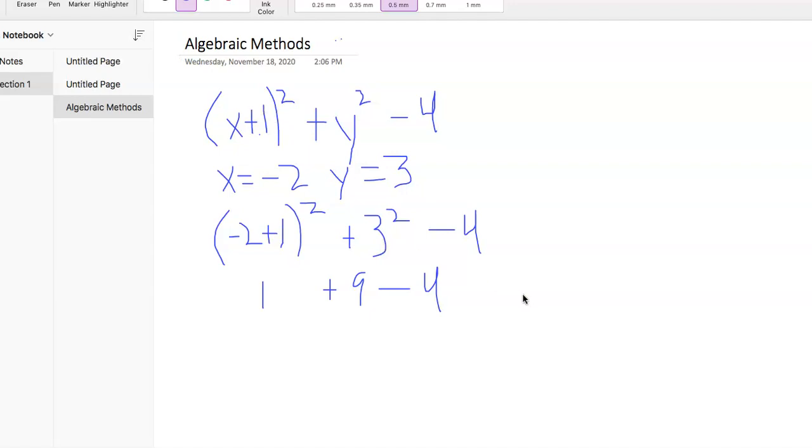Okay, so now we've done parentheses, we've done exponents. There's nothing here to multiply, nothing to divide. Add first, then subtract. Okay, so 1 plus 9 is 10. 10 minus 4 is 6. There's our answer, 6. So nothing too hard. You just plug the numbers into the equation and then remember PEMDAS. Go ahead and solve. Pretty straightforward.